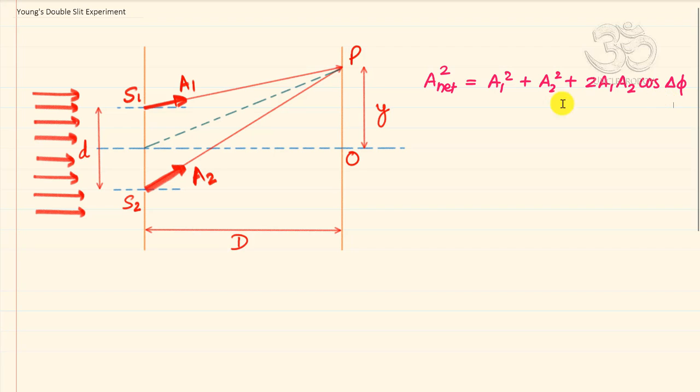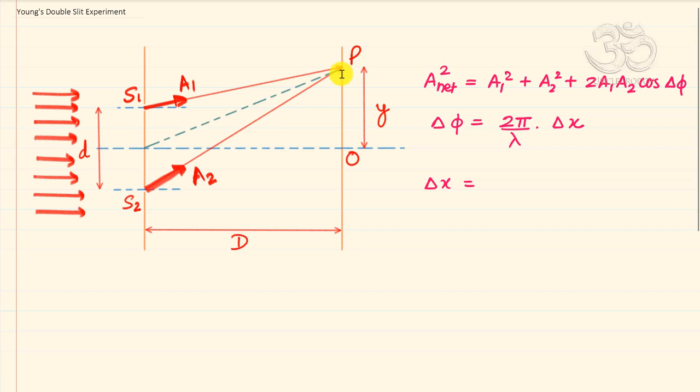Delta x happens to be the path difference, and I know that delta phi can be found by multiplying 2 pi by lambda with the value of delta x. And what is delta x? Delta x is the value of path difference, that is, in order to reach this point P, one of the waves will be traveling a shorter path length and the other one a longer path length.